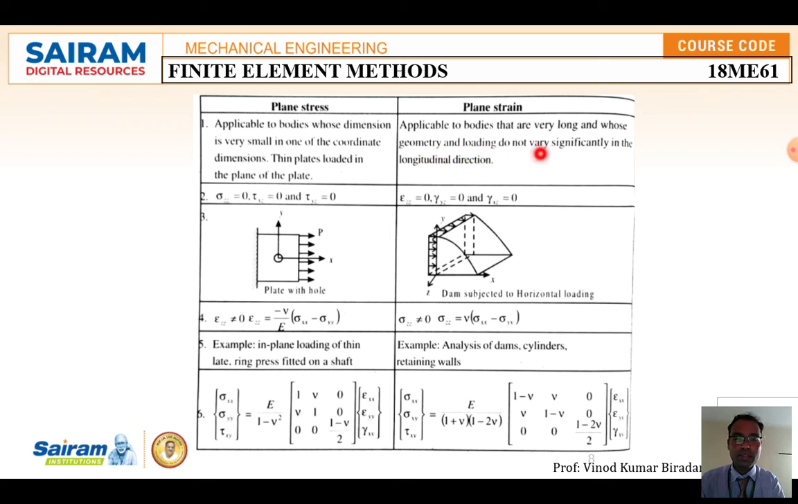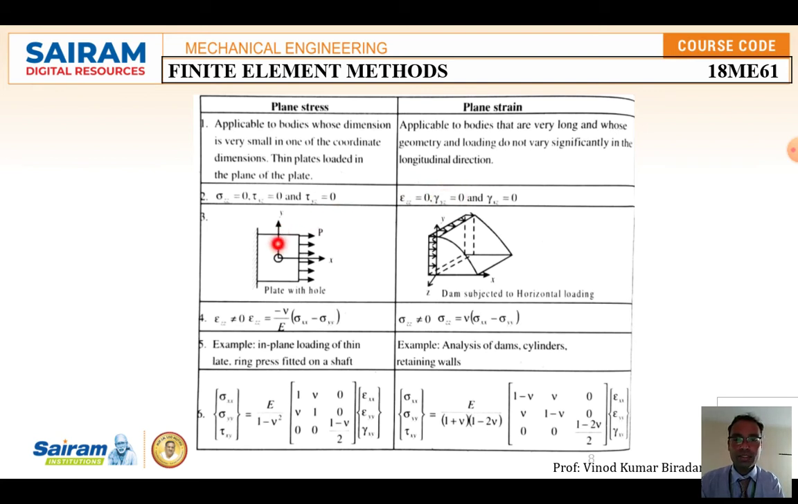The best example for this is a long strip, a long cylinder, or a ring fitted on a shaft. Those are the examples for plane stress and plane strain. Coming to the condition, in the third direction, sigma z is equal to 0 for plane stress. Here the strain along the third direction is not zero.